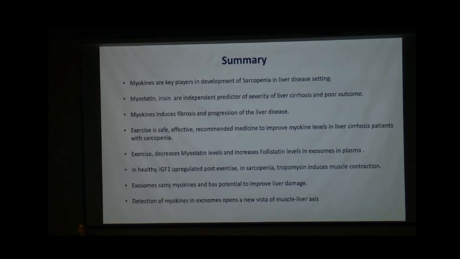Exercise decreases the myostatin levels, as in our study, and increases follistatin level in exosomes and plasma. In healthy, insulin growth factor was upregulated post-exercise, whereas in sarcopenia, tropomyosin, which induces muscle contraction, was upregulated. Exosomes carry myokines and have the potential to improve the liver damage. And the detection of myokines in exosomes opens a new vista of muscle-liver axis.